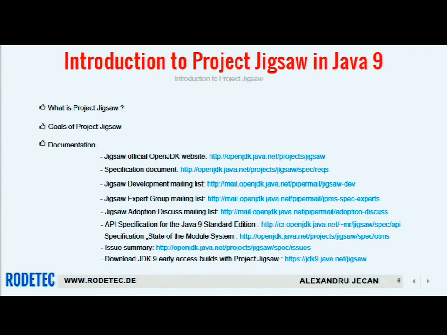Then we have the new API for Java 9 Standard Edition. And we also have the issue summary, because there are definitely open issues and open questions, and you can also check them. Here is the link to download the JDK 9 with Project Jigsaw. Project Jigsaw was merged into Java 9 at the beginning of this year. So if you download JDK 9, you already have Project Jigsaw included.